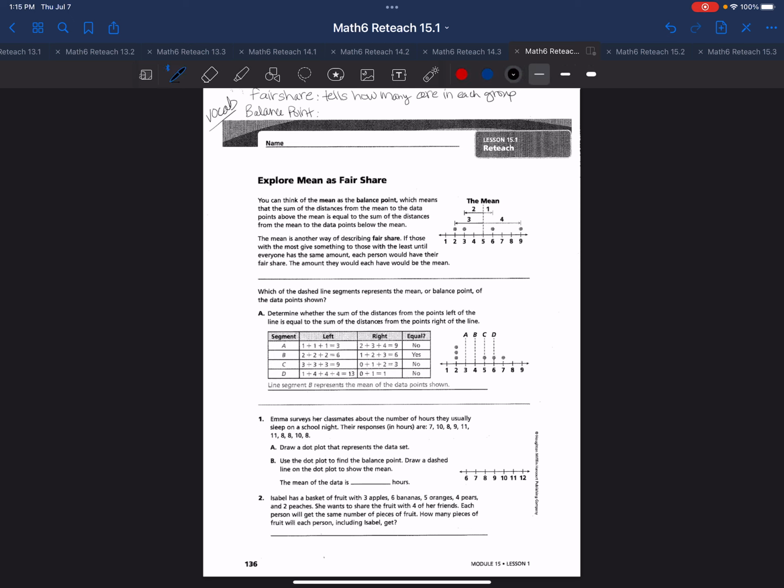The balance point is located at the point on a number line that is equally distant, so it's where the data distribution is balanced. It's another way of looking at it.